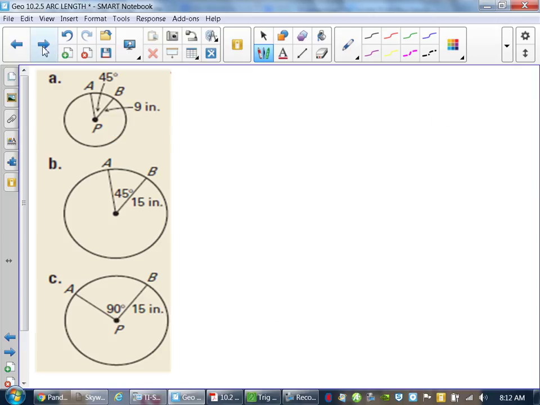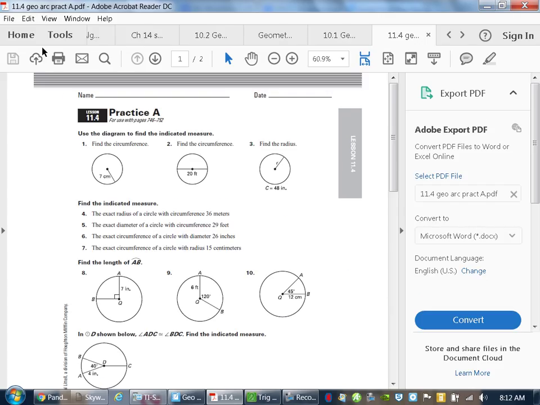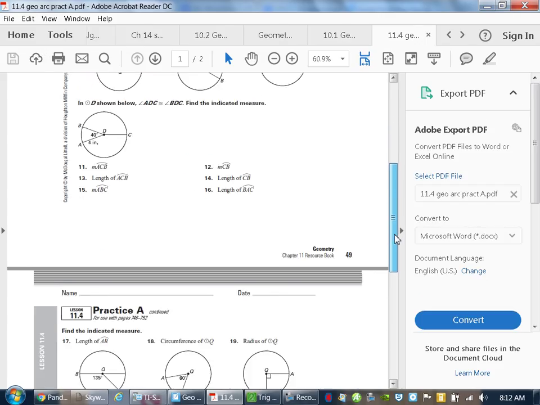Now, one of the weird things that you can do is work backwards off of this.